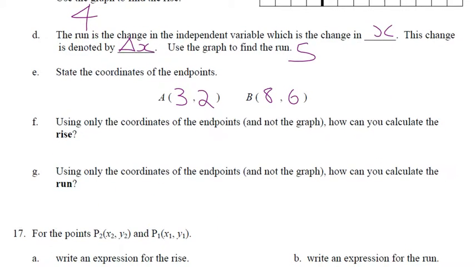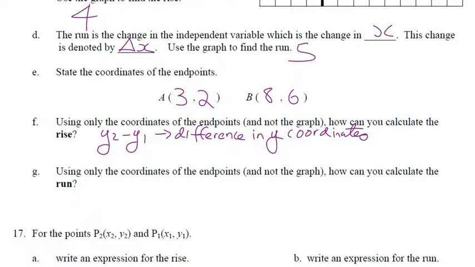Using only the coordinates of the endpoints and not the graph, how can you calculate the rise? 6 minus 2. So difference in y coordinates, right? Using only the coordinates of the endpoints and not the graph, how can you calculate the run? Difference in the x coordinates.